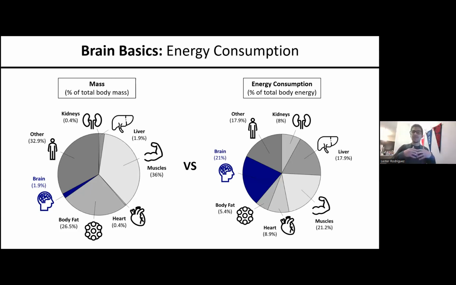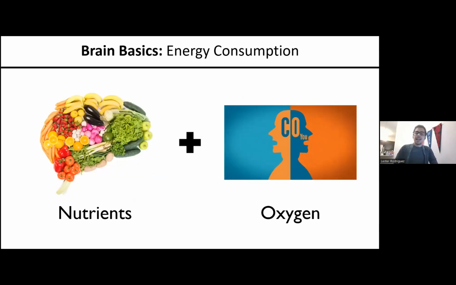And that's because the brain, it's always on, it's never off, right? It's always doing something. So it always needs energy, right? And so you can see that it's a disproportionate amount of energy in comparison to its mass. All right, so let's keep going. When I say energy, what I mean is nutrients, and I also mean oxygen. These two things are really, really important for the brain to work.